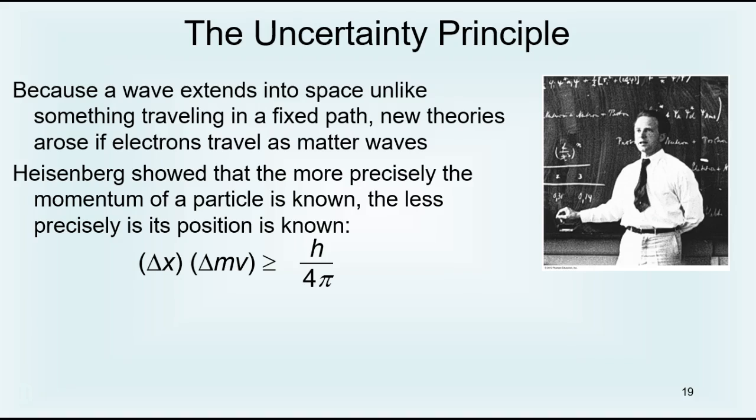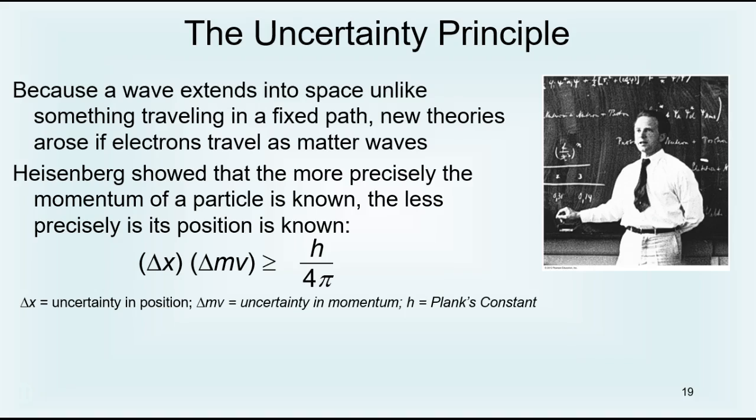So you get this equation, which again you can read about in the book where exactly this is all derived from. So delta x being uncertainty in position, delta mv being uncertainty in momentum, and h being Planck's constant again.